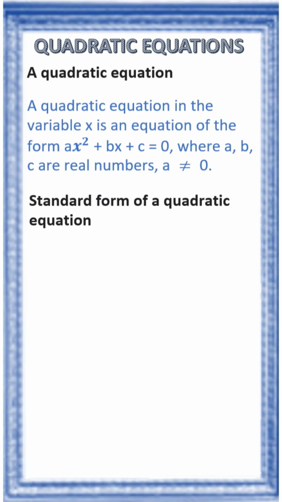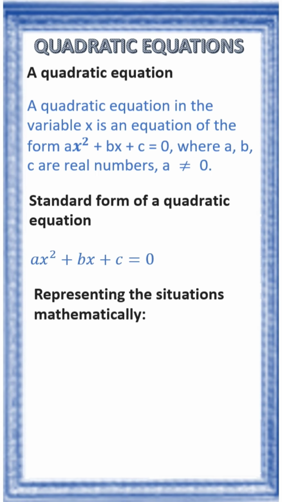Okay, now the standard form of the quadratic equation. This is a very important question. In order to solve either by factorization method or by formula method, we have to write it in standard form only. The standard form is ax square plus bx plus c is equal to 0. A very important thing is we should learn how to represent situations mathematically. Means we are given verbal problems, we have to convert them into a quadratic equation and then solve.